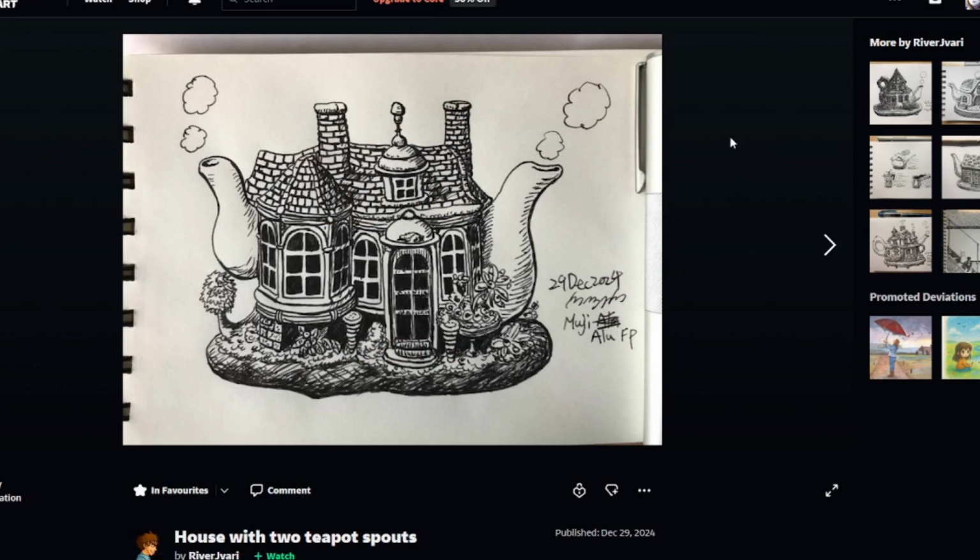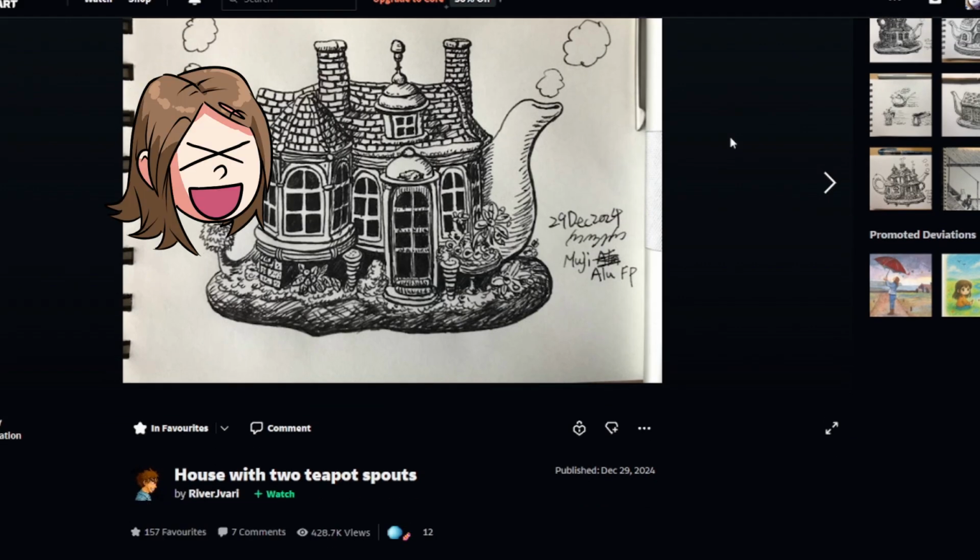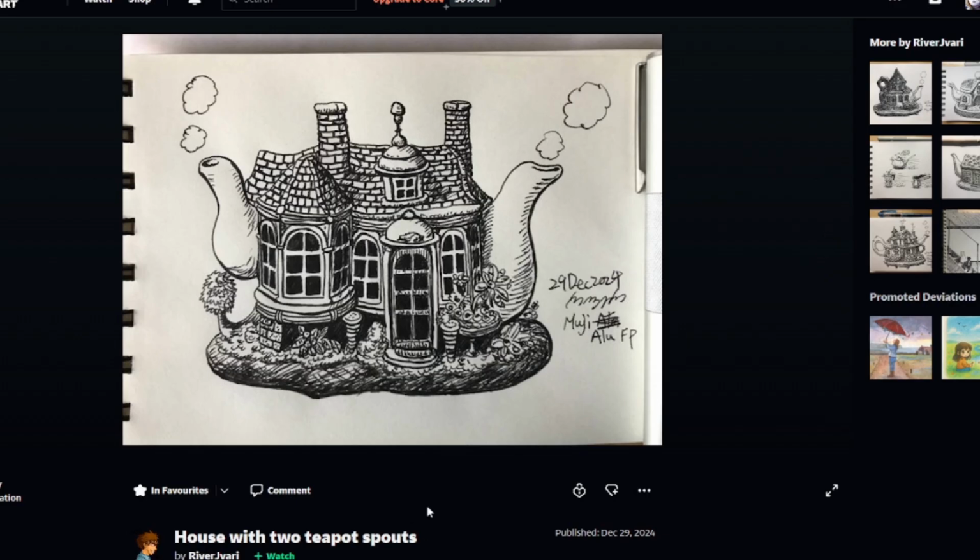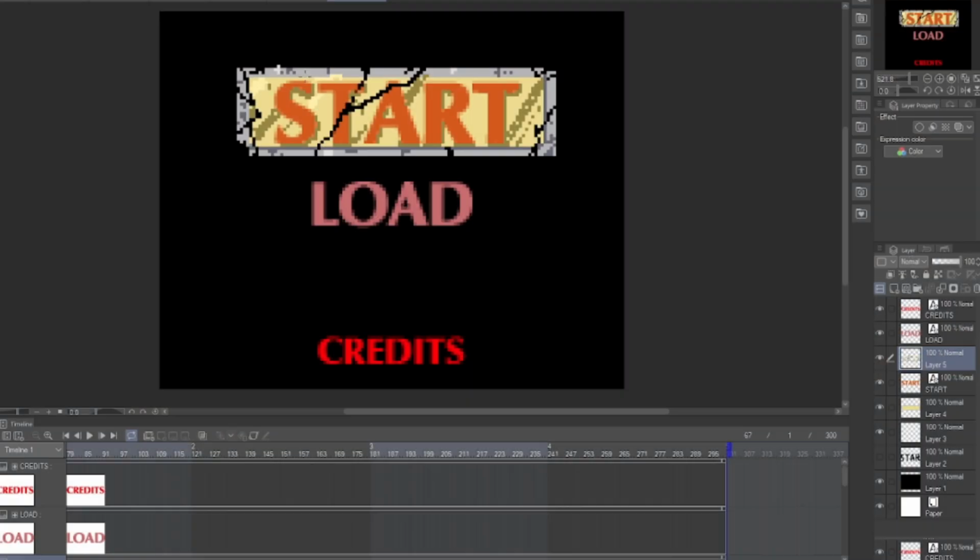House with two teapot spouts by River Javeler. I don't know how to read it. This is a very brilliant idea. I haven't seen something more interesting and funny in a long time.